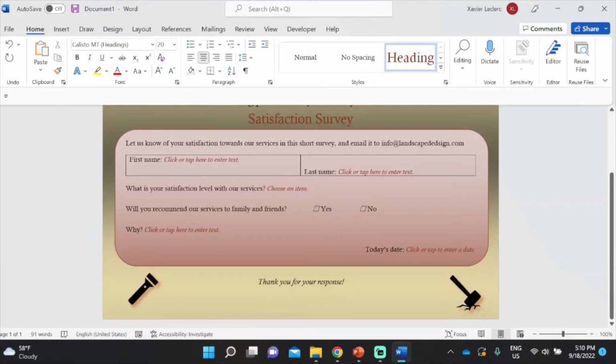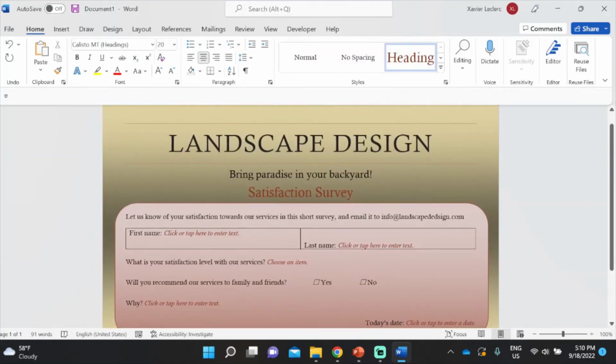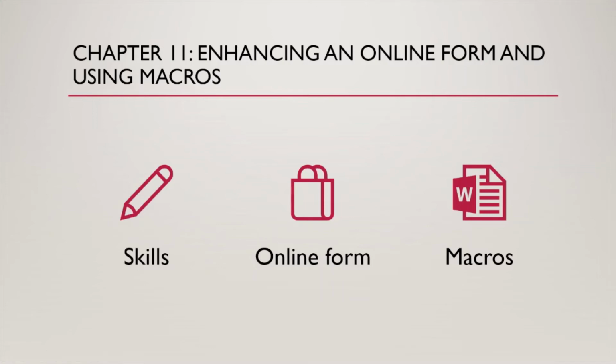So that was a basic form we did. In the next chapter, we used some more advanced functions, as you'll see. Chapter 11 on enhancing an online form by using macros was definitely the most challenging one personally. Some basic tasks we did were to modify text and content controls to enhance with colors, shapes, effects, and graphics. And finally, a really difficult part was to automate a series of tasks with a macro.